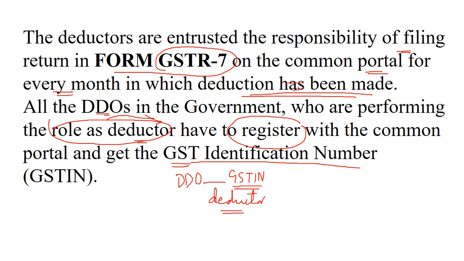So some DDOs may also get a GST number as a deductee, because in some cases, like in my case, I am a DDO who deducts GST from the bills, and I am also getting some revenue as rents and outsourcing. For that, I have to register as a deductee and I have to get a GST number as a deductee. For the time being, we will talk only about the DDOs who will get a GST as a deductor, right? As a deductor.